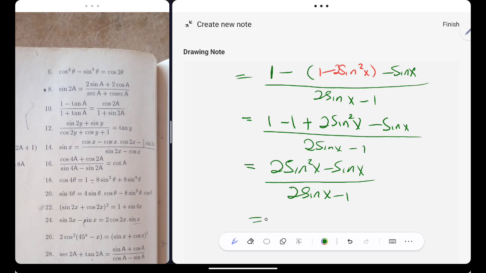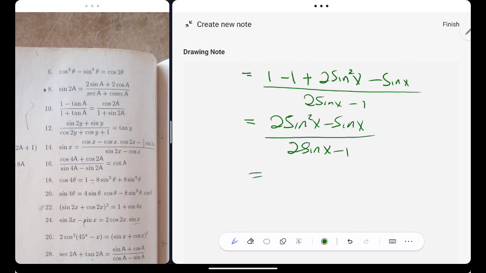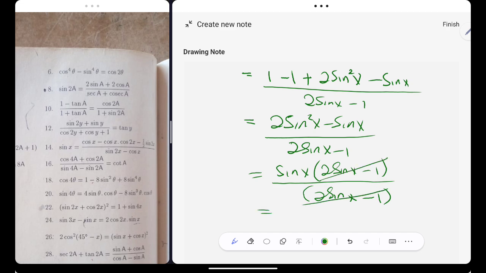Guys, these things are so repetitive, man. The common factor is sine x. I'll be left with 2 sine x minus 1 all over 2 sine x minus 1. These two will cancel. I'll be left with sine x. Then the left hand side is equal to the right hand side.